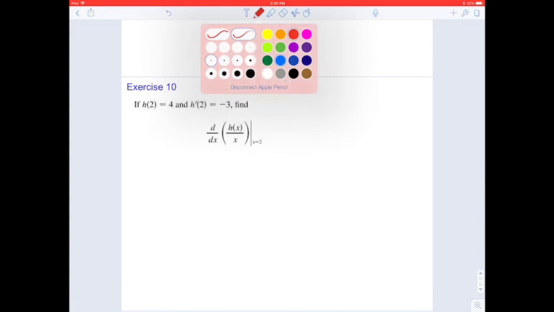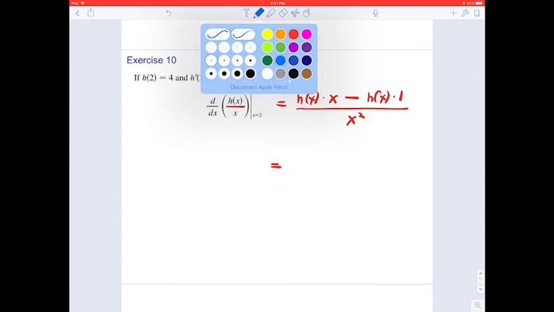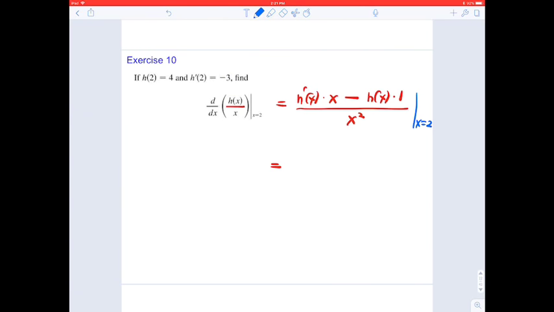Okay, similar, but now we will test a quotient rule. H at 2 is 4, h prime at 2 is negative 3. Find the derivative of the function h of x over x. That means at 2, of course, we have to use the quotient rule. Derivative of the top function times the bottom minus the top function times derivative of x, 1, all over x squared. And now we have to substitute x equals 2.